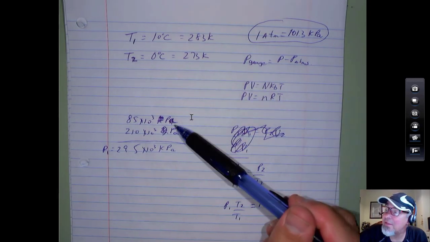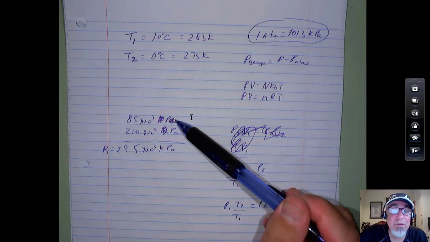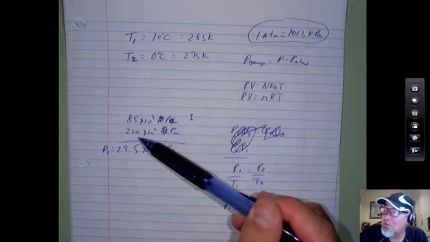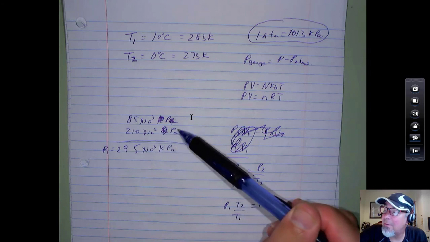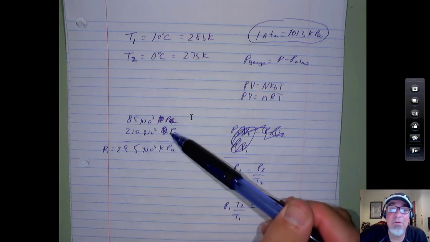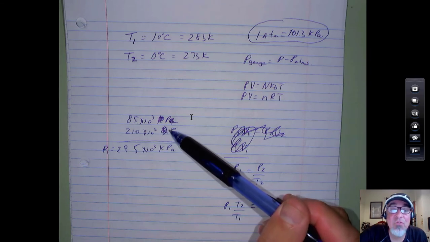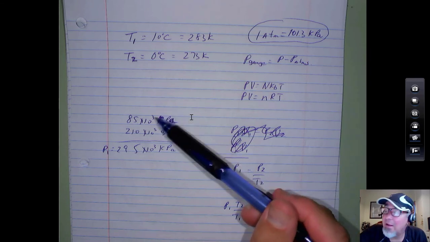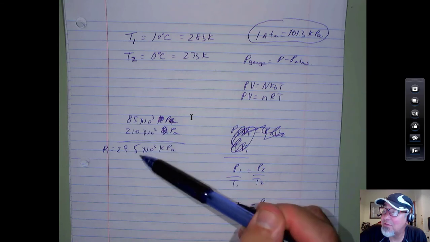That's the local atmospheric pressure. And now the gauge pressure in the tires we're starting off with is 210 kilopascals, so 210 times 10 to the third pascals. Okay, so the absolute pressure, you have to add those together. 85 plus 210 gives us 295.